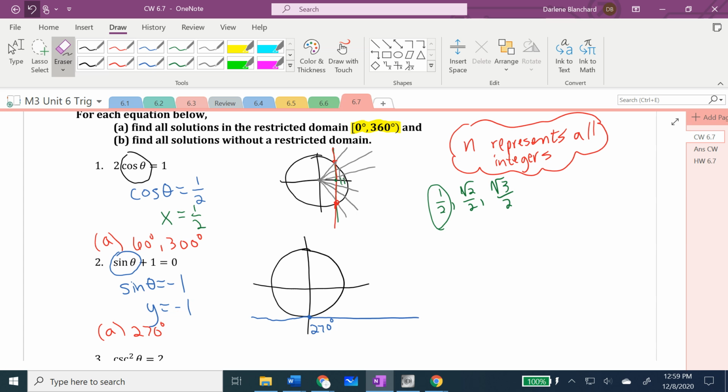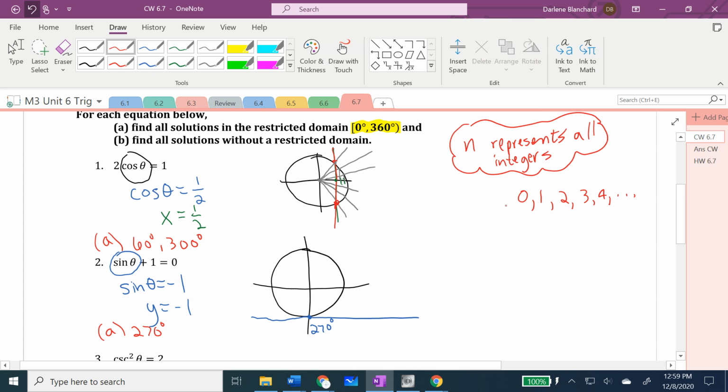And just to clarify and make sure that you've got it, an integer includes 0, 1, 2, 3, 4, forever. And what else does it include? Negative numbers. So nice numbers that can be written as non-fractions. So this is what n is representing.